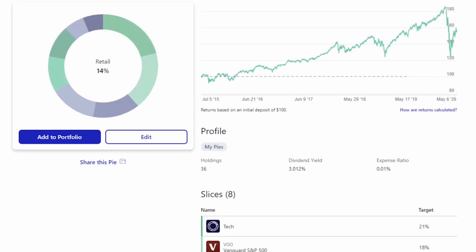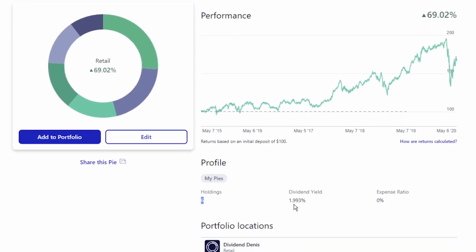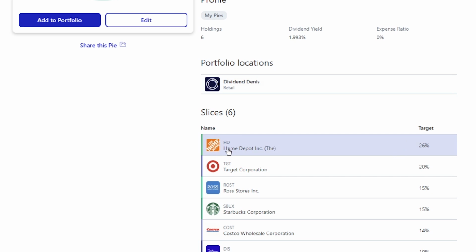And then let's see what else we got. We got retail here. Retail is my lowest one right now. We have 6 stocks altogether. My dividend yield is 1.993%. This has a lot to do with the fact that I have Costco and Ross in my portfolio, and they don't really perform very well when it comes to dividends, but their yields are pretty high as far as increasing them every year. But if you also look, I have Home Depot and Target, which are higher percentages of this pie. So technically I'm going to get more than just the 2%, because these two pay about 2.5%, and they're a bigger portion of my overall sector.